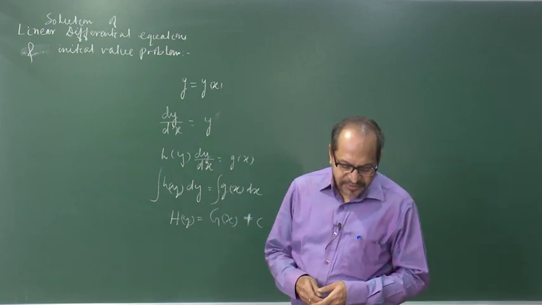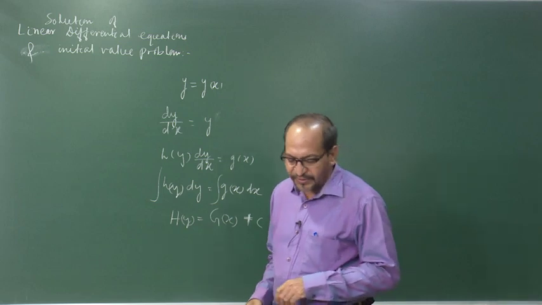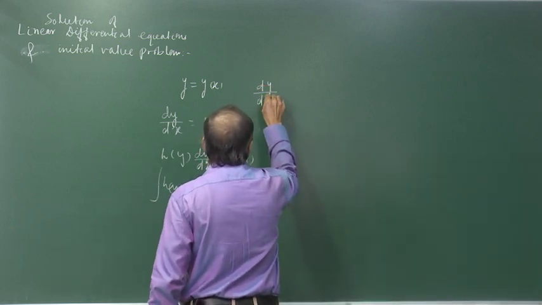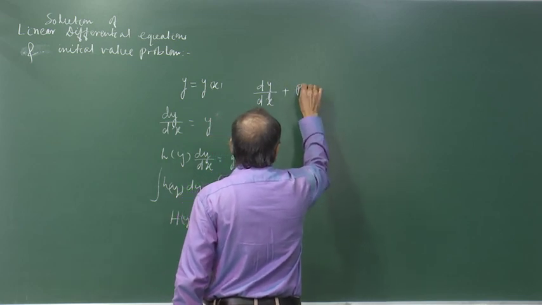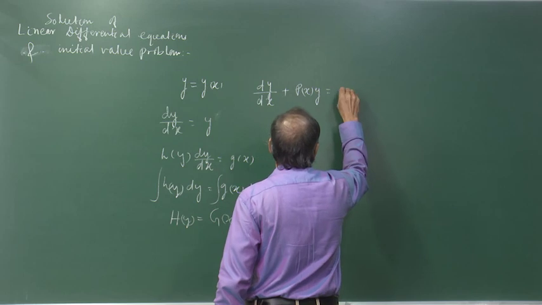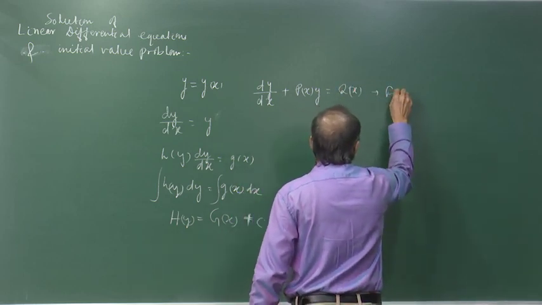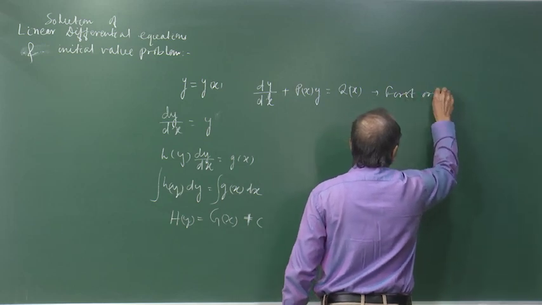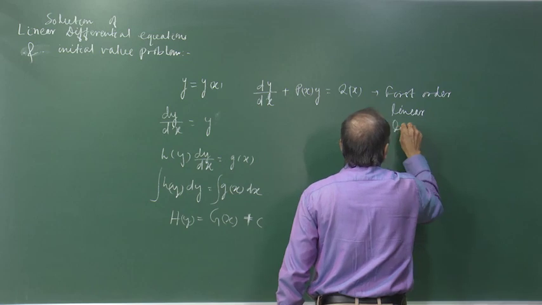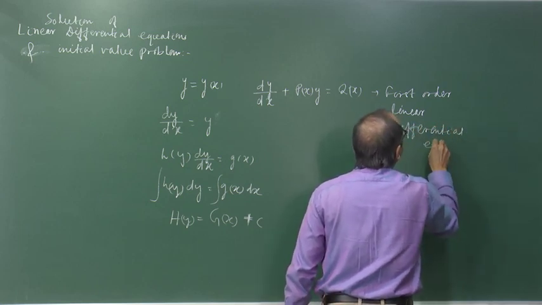For example, the very general form of a first order linear differential equation is dy by dx plus p of x, p being a function of x, into y, is equal to q of x. This is an example of a first order linear differential equation.